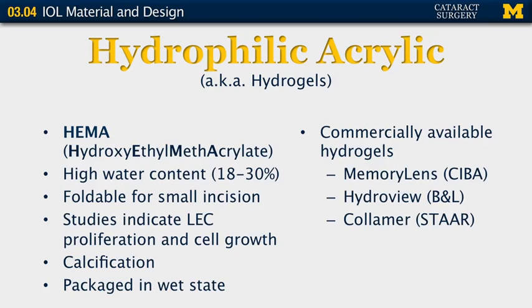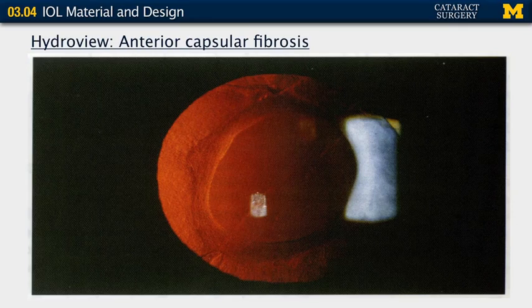They also have an unusual quality in that some of these have been known to calcify in vivo in patients, so much so that they need to be explanted and replaced with a different lens. Again, there are several commonly available hydrogels. The memory lens, Hydroview, and Collamer are some of the frequently used lenses in the United States. Again, we have a slide here showing opacification and capsular phimosis and fibrosis associated with this type of lens.